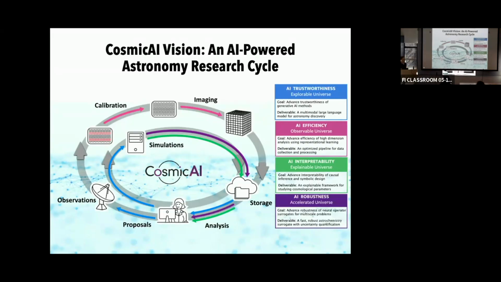And the last one is robustness. We call it the accelerated universe. This is how do we train surrogates, so neural network models, to model physics. In some sense, this is a holy grail, because directly solving equations is very expensive, as we know. But there are a variety of different methods that allow us to take shortcuts, maybe through a lower dimensional latent space, to get to a solution much more quickly.